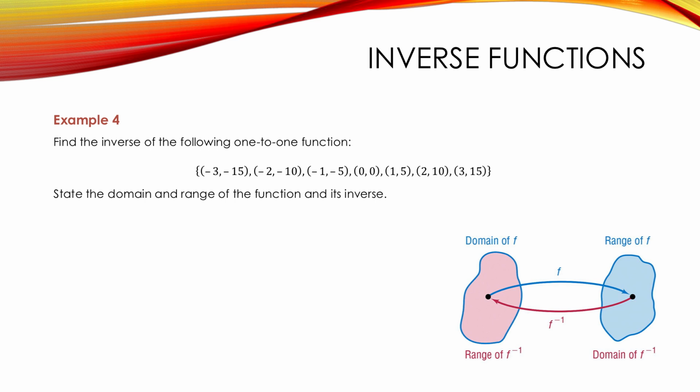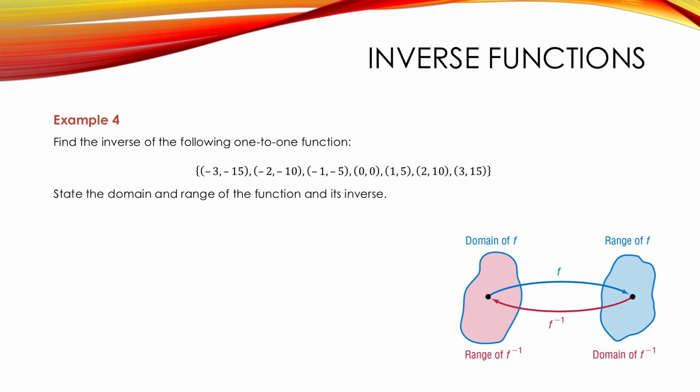In this example, we want to find the inverse of the following function. This function is one-to-one. We have this set of points: (-3, -15), (-2, -10), (-1, -5), (0, 0), (1, 5), (2, 10), and (3, 15). We want to state the domain and range of both the function and its inverse.